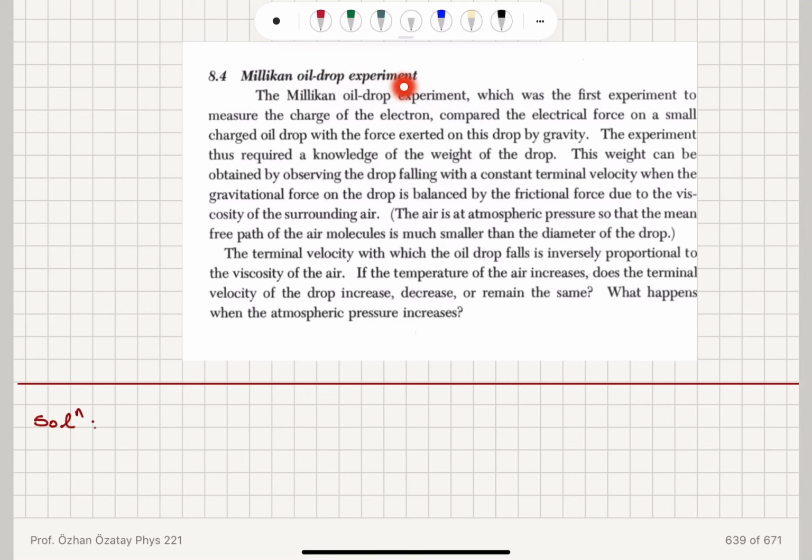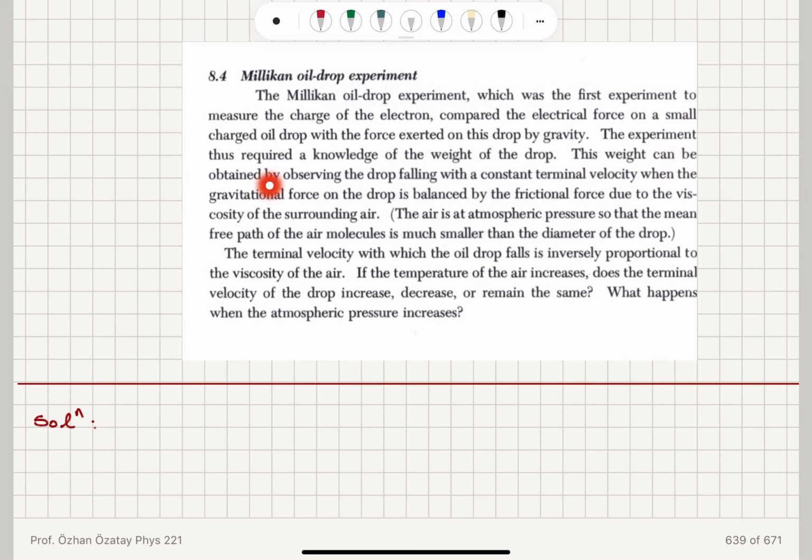Millikan oil drop experiment. The Millikan oil drop experiment, which was the first experiment to measure the charge of the electron, compared the electrical force on a small charged oil drop with the force exerted on this drop by gravity. The experiment thus required a knowledge of the weight of the drop.